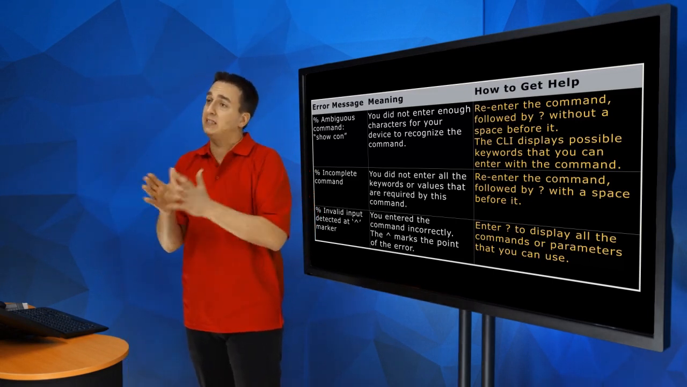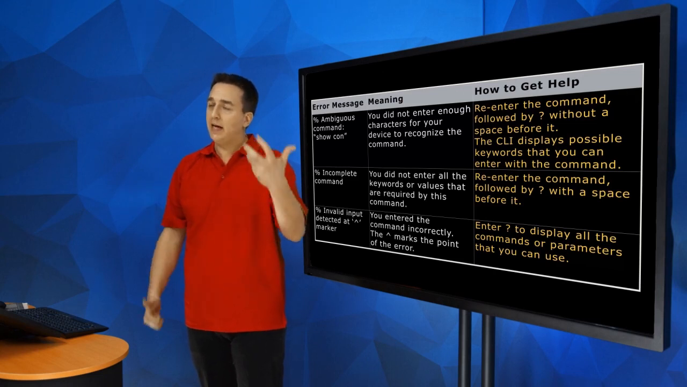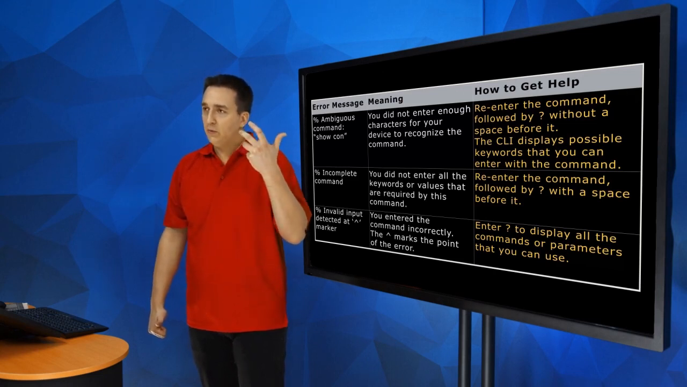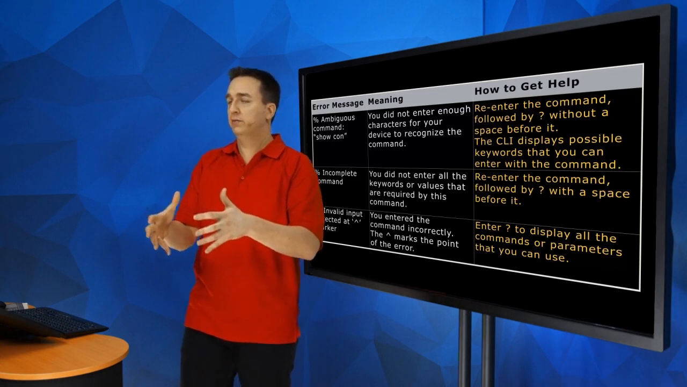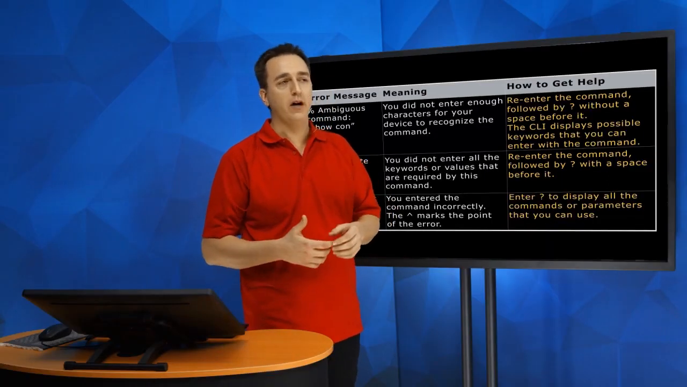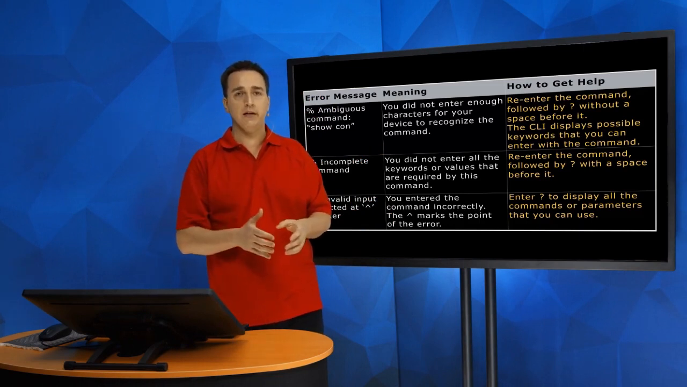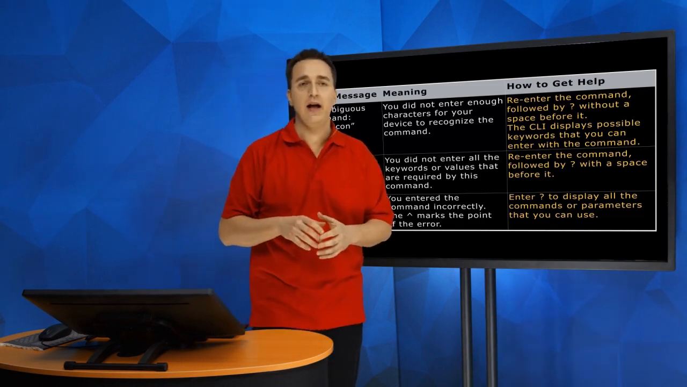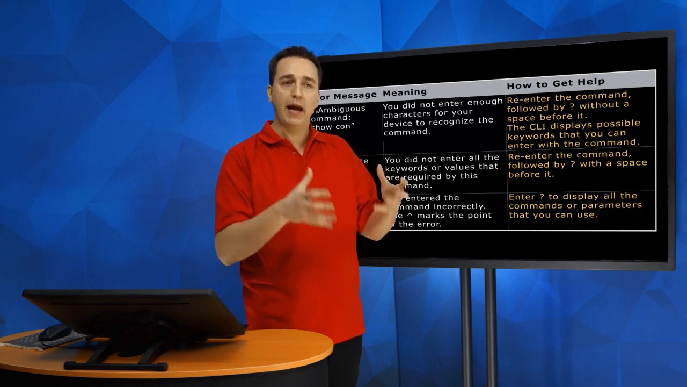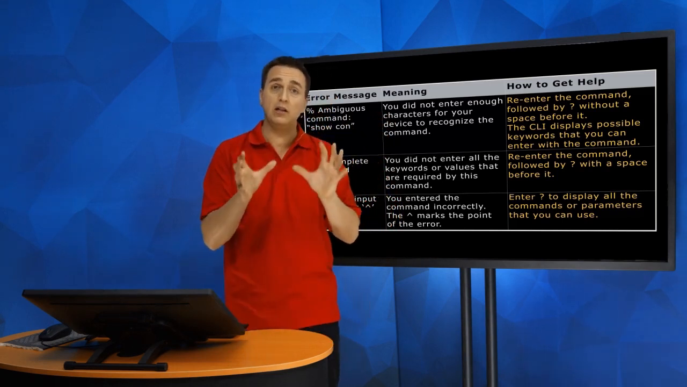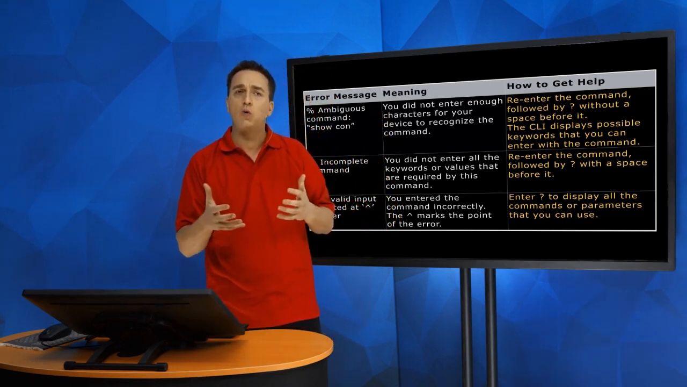But leave a space at that point in time so that way you can identify what command you were missing. And then what about that invalid input marker detected at this point in time? Well, it's telling you made a mistake here. So again, you're going to use context-sensitive help so that way you can display the commands and the parameters that are available to that command and figure out what you did wrong.